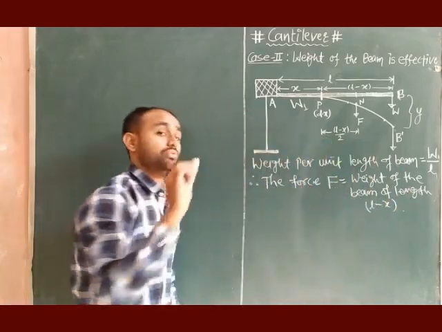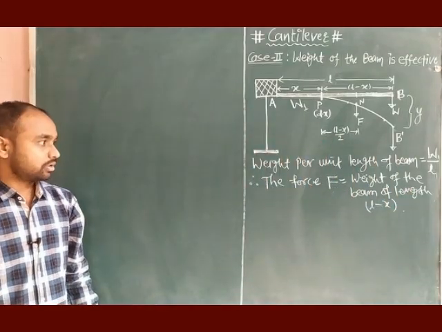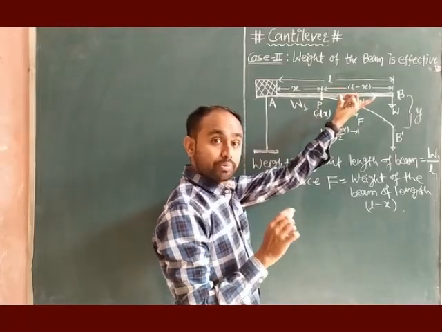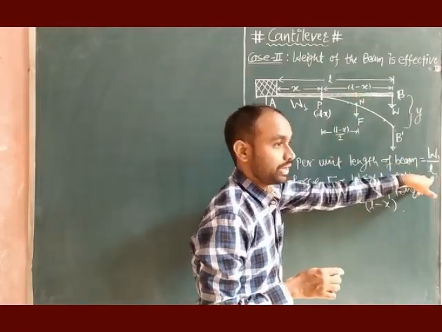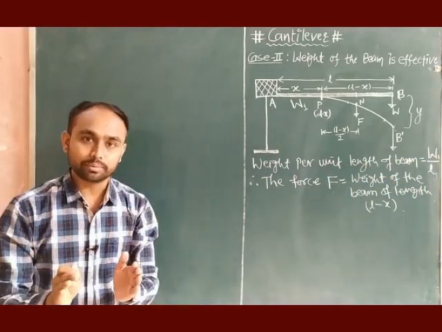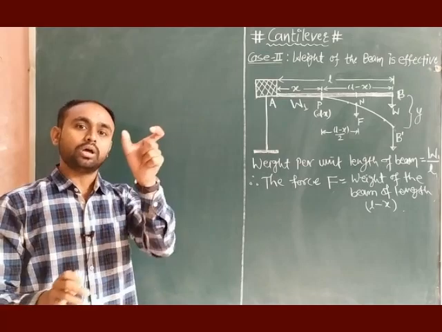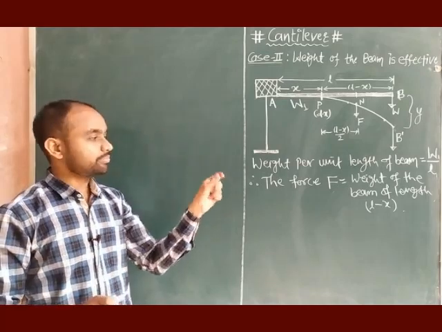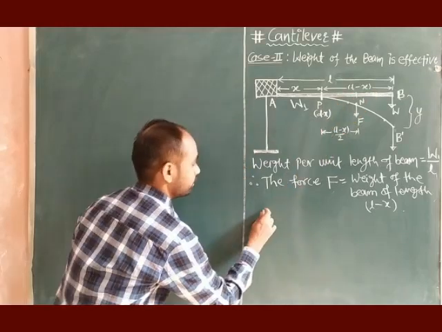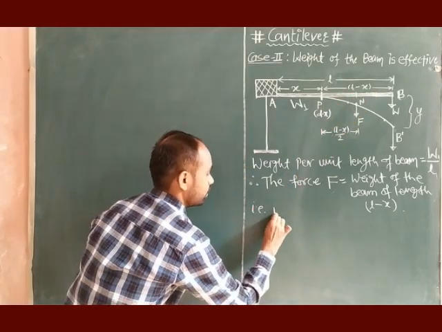weight of the beam of length L minus x. We don't know exactly what the weight of that portion of the beam is, but we know the weight per unit length. If you multiply that weight per unit length by the length of the portion of the beam, that will be the total weight of that portion of the beam, right? Now, what will be the force?